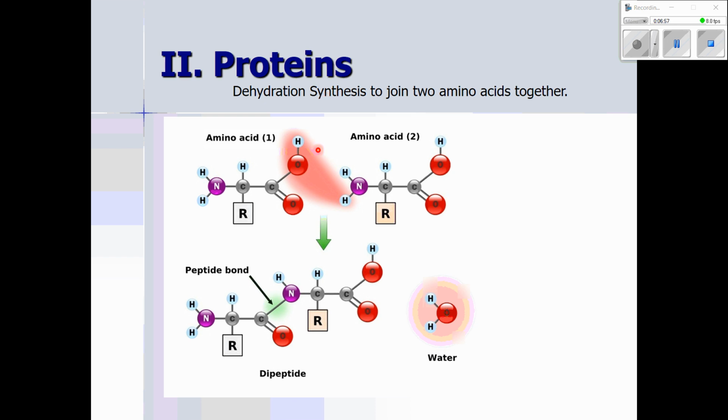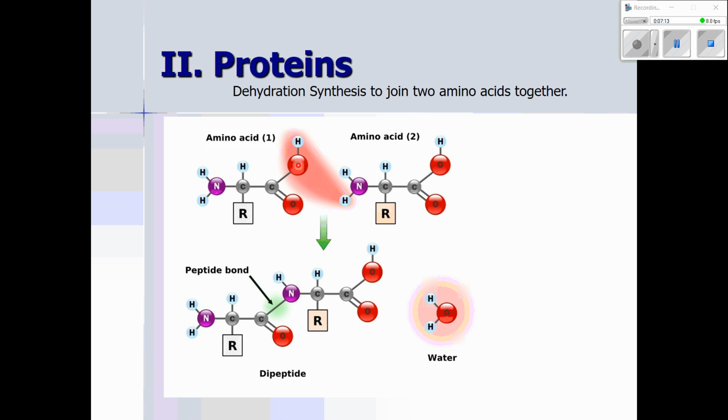And once again, we're going to have an enzyme that comes in and removes an oxygen and a hydrogen from this carboxyl group, and we're going to remove a hydrogen from this amino group.